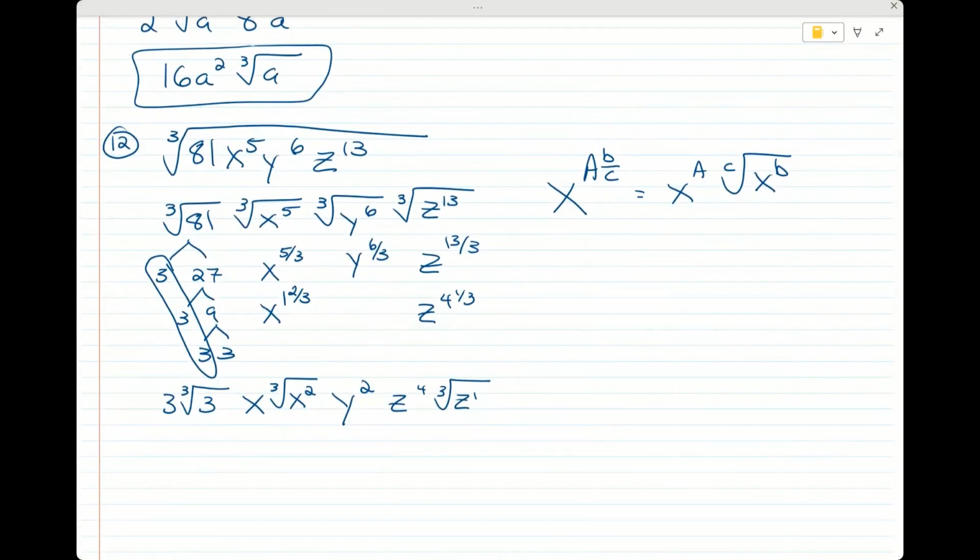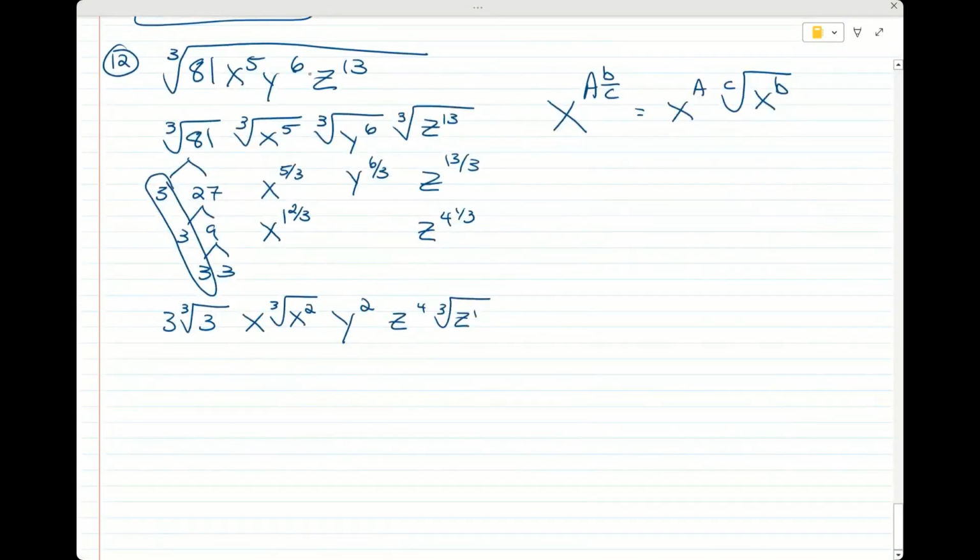We go ahead and multiply everything on the outside. So your final answer would just be 3xy squared z to the 4th, and then we have the cubed root of 3x squared z.